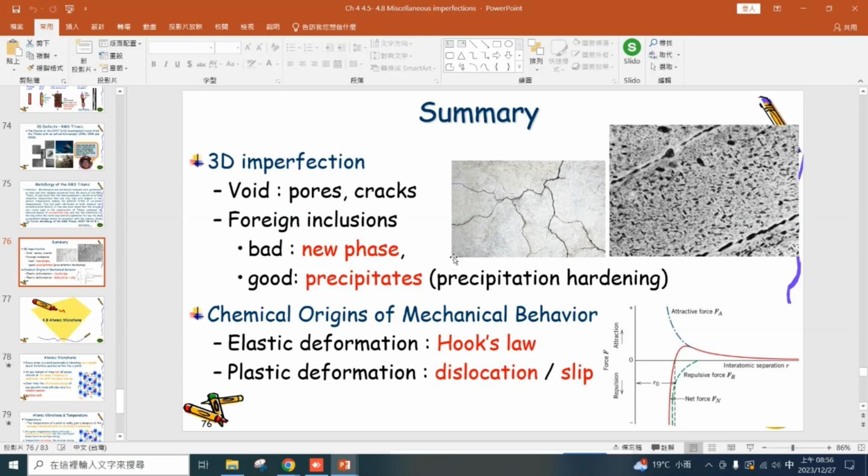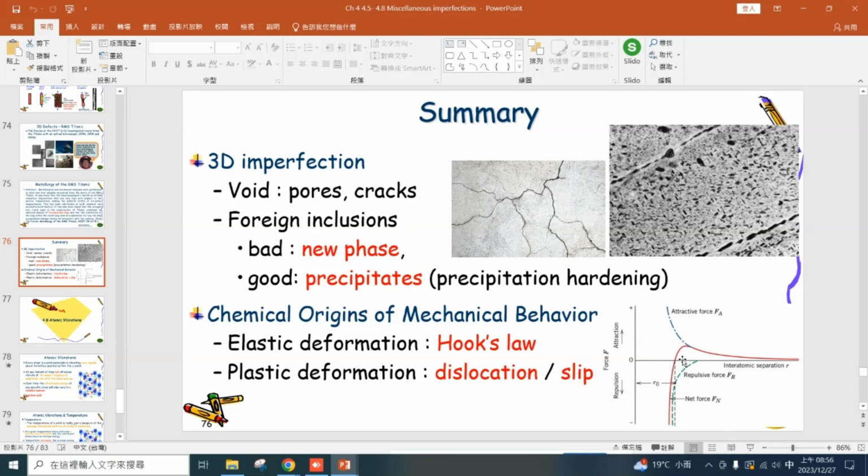Precipitates means that you generate another new phase, but that phase is useful. For example, we call it intermetallic compound, right? Intermetallic compound. We call this precipitate hardening. So these small black dots in this alloy are what we call precipitation or precipitates, which is a good alloy. Okay. And finally, last week, we talked about the chemical origins of the mechanical behavior.